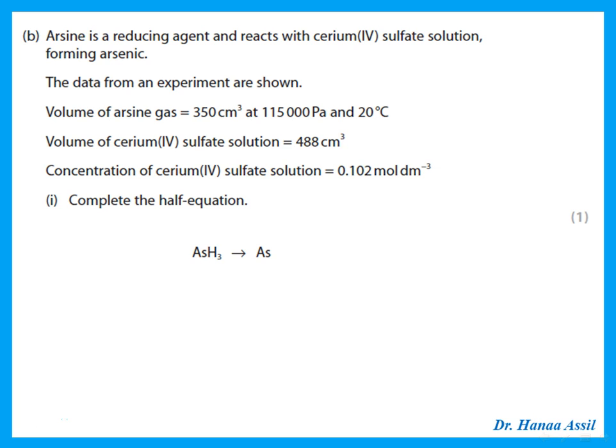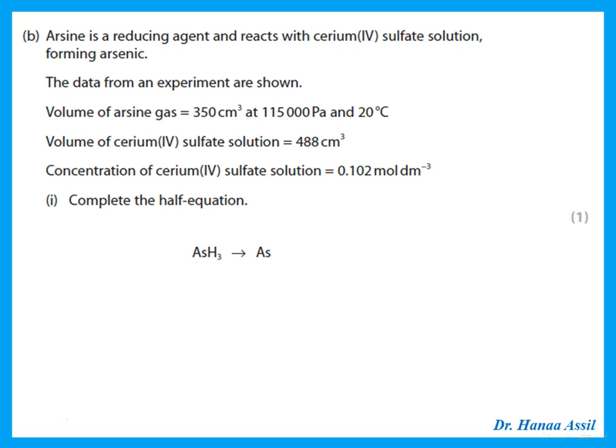Arsine is a reducing agent and reacts with cerium 4 sulfate solution, forming arsenic. The data from an experiment are shown. So he has volume of arsine, so this is a gas with a certain volume and pressure and temperature. And the volume of the cerium 4 solution is this. The concentration of the solution is this. And the first question says complete the half equation.